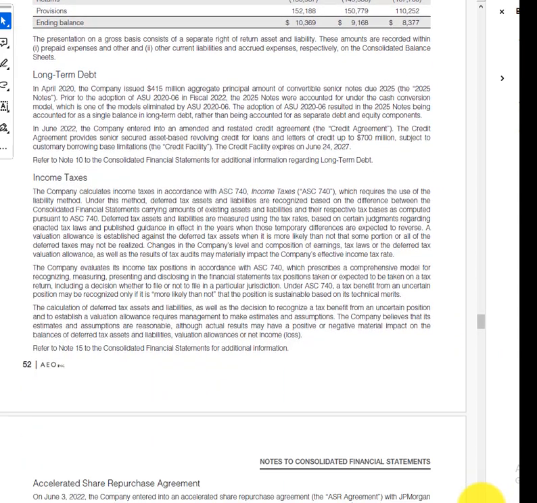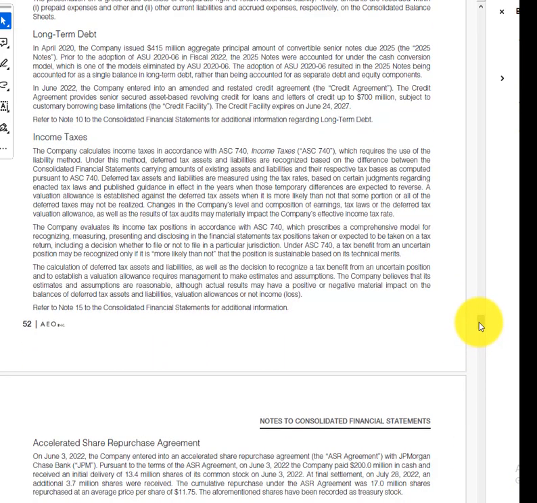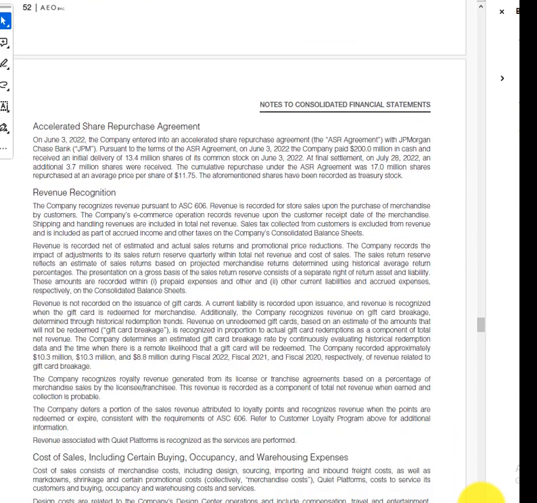Long-term debt, income taxes, other things that specifically have general principles that determine what is relevant. What we want to know about long-term debt: how much is on the balance sheet, how much is actually owed, all of those things. And again, they refer to additional footnotes.